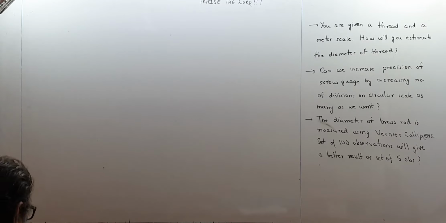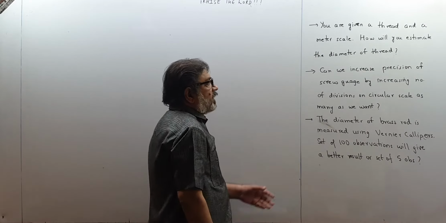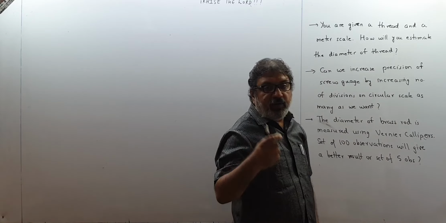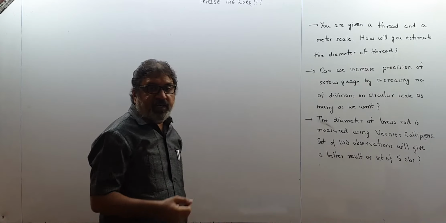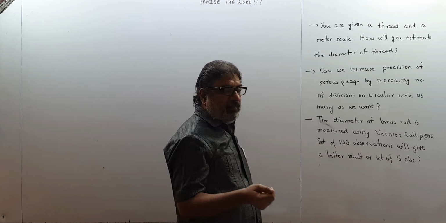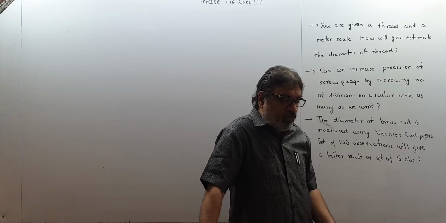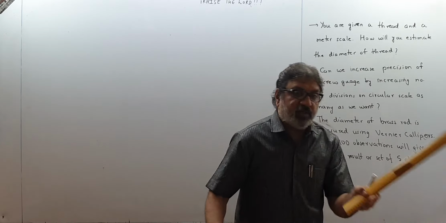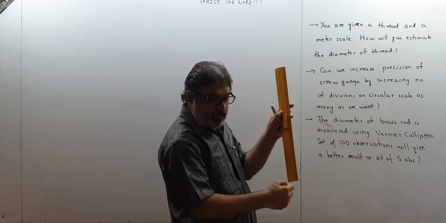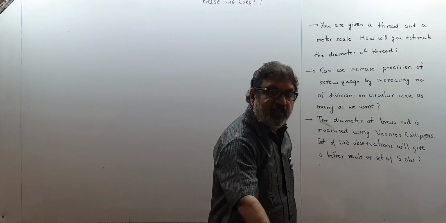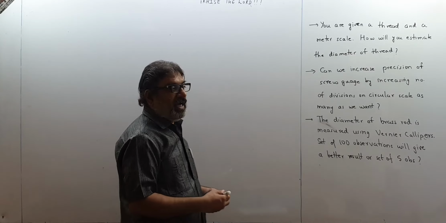Very interesting questions are there, children. You are given a thread and a meter scale. How will you estimate the diameter of thread? So you are given a thread, a very small diameter, very thin thread, and you are given a meter scale or foot rule, whatever. Say maybe this is the scale over here. Okay, it has got markings, and I've got a very thin thread with me, having very less diameter. I want to estimate its diameter.